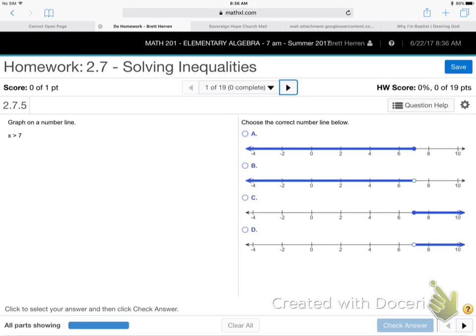Okay, so there we go. So x greater than 7. X greater than 7. I'll just do it right here, and then we'll grab the right option. So x greater than 7.